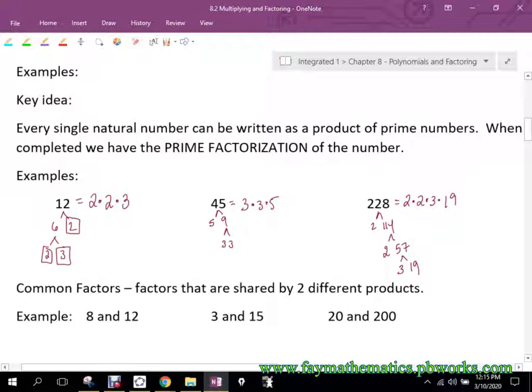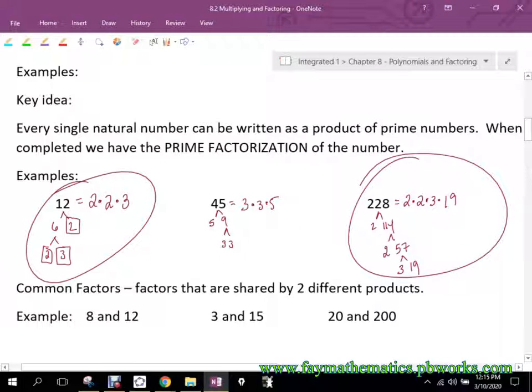All of them have 3 in them. Well, yeah, but what if I look at just these two? What do they both have in common? 2, another 2, and another 3, right? So what's a 2 times a 2 times a 3? 12. So 12 is the largest number that will divide 12, and it's the largest number that will divide 228. So that's the GCF of those. Does that kind of make sense?